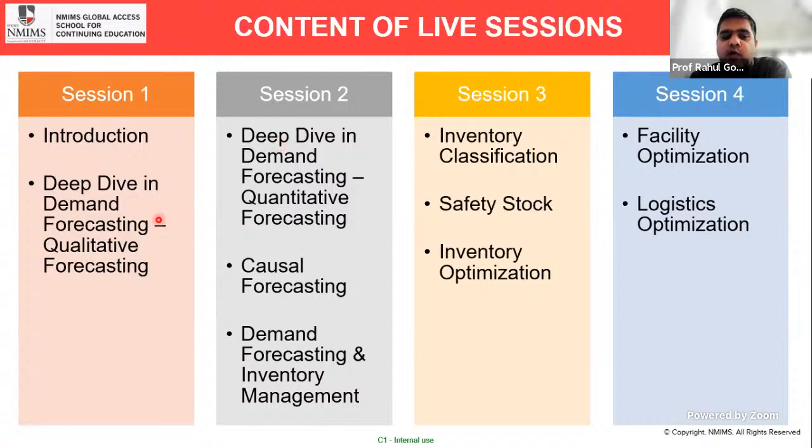How session one and session two are going to be different is that in session one, we are going to talk about qualitative forecasting. In session two, we will move to quantitative forecasting, causal forecasting, and how demand forecasting and inventory management are linked with each other. Session three is all going to be about analytics and inventory. And session four is going to be about network and analytics. So fairly straightforward agenda in terms of coverage in the last four sessions.